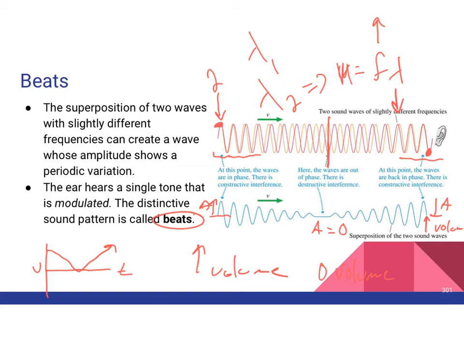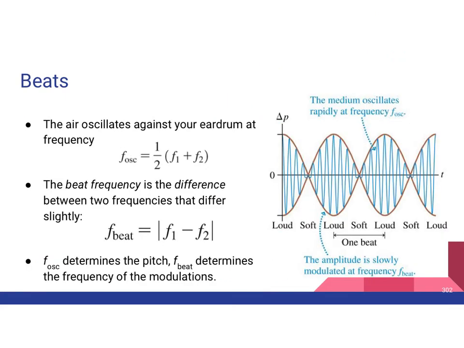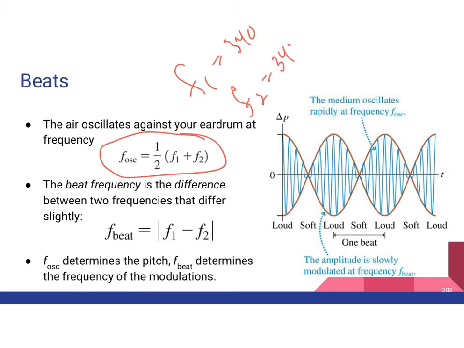Just a quick little introduction to the terms. The air is oscillating against your eardrum, but you can't pick out both frequencies. What you actually pick out is the average of the two. So if my frequencies are 340 hertz and 342 hertz, frequency one is 340, frequency two is 342. What you actually hear is neither one of those. The frequency of the oscillation is actually 341 hertz. So you hear an average of the two.